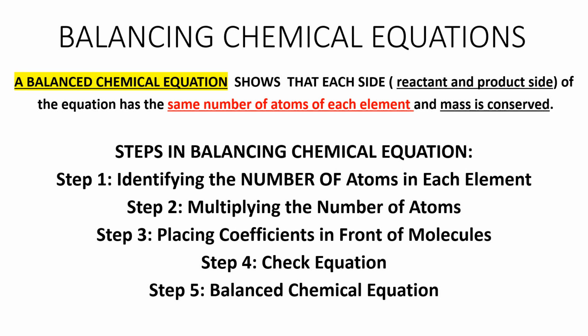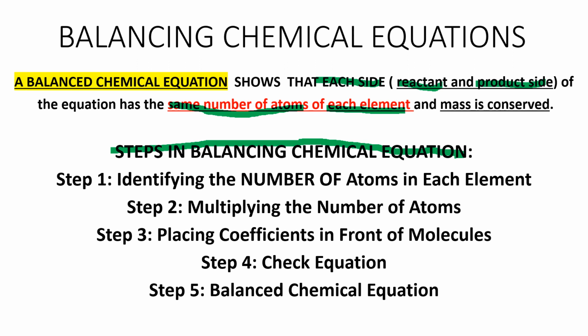A balanced chemical equation shows that each side of the reaction, which is the reactants and the product side, must have the same number of atoms of each element, and mass is conserved. So the steps in balancing a chemical equation are the following.